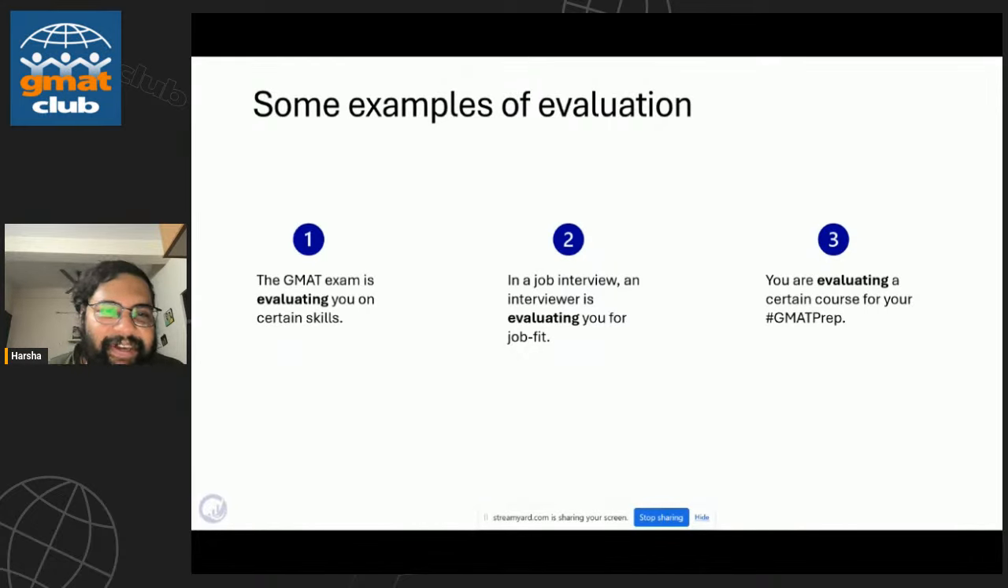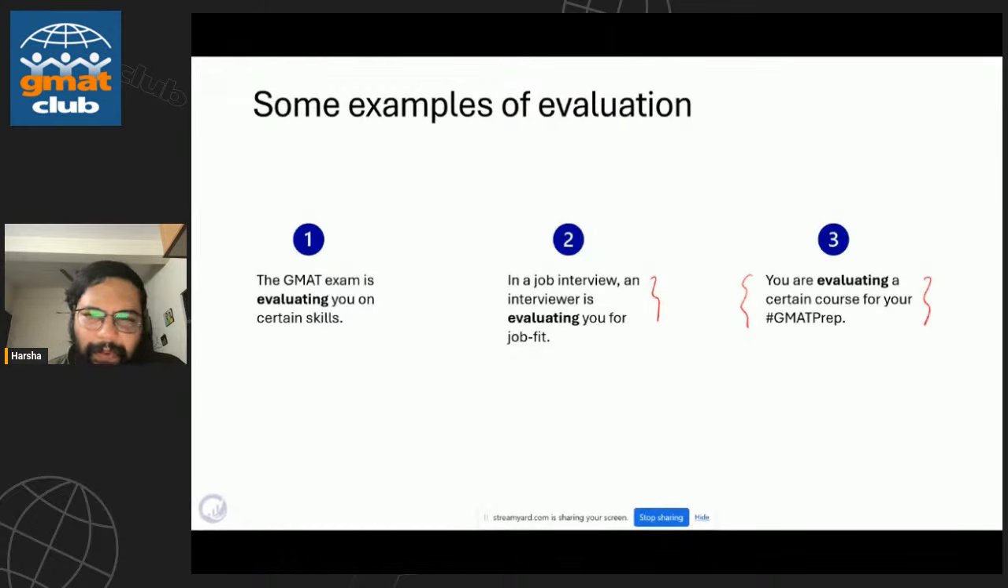Now, if I tell you that the GMAT exam is evaluating you on certain skills, yeah, that's true. That very interesting algo, it's assessing you on certain parameters. That's how you get that score, right? Now, some of you are job seekers, I'm sure. So in a job interview, that interviewer is evaluating you on how well you're a fit for that particular job. He or she is assessing your fit, right? And of course, for those of you in the early stages of your GMAT prep, you might be considering a course, right? You're evaluating whether that's the right fit for you.